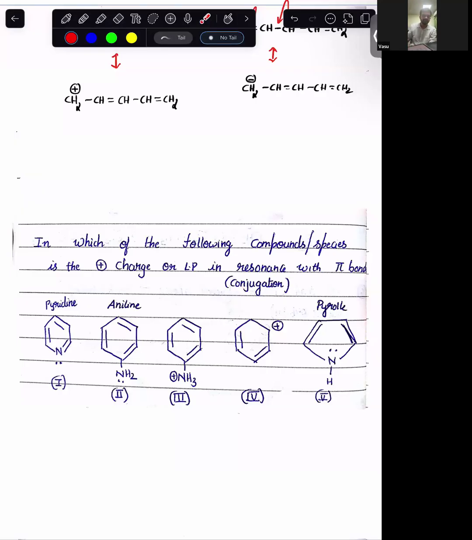Resonance is nothing but conjugation. The positive charge or the lone pair must be in resonance or in conjugation. What do I mean by that? The positive charge or the lone pair is able to distribute itself.